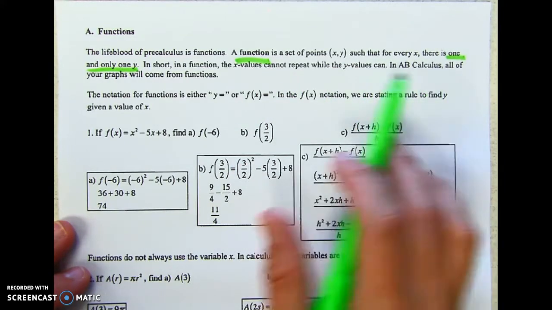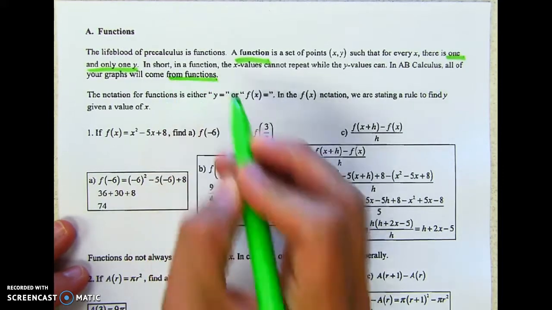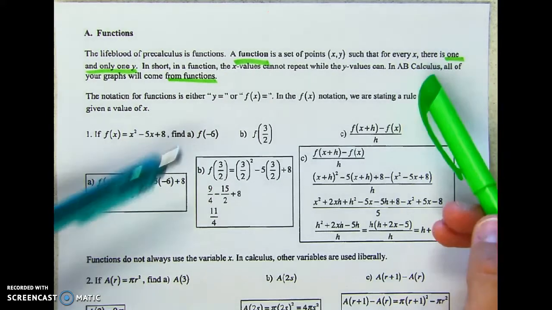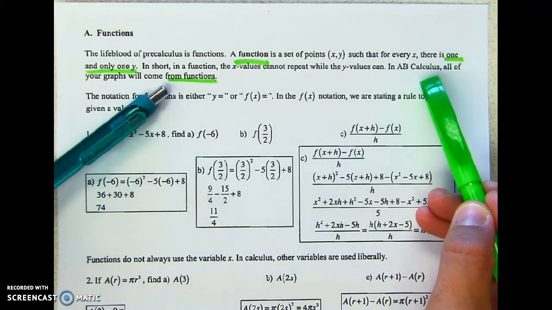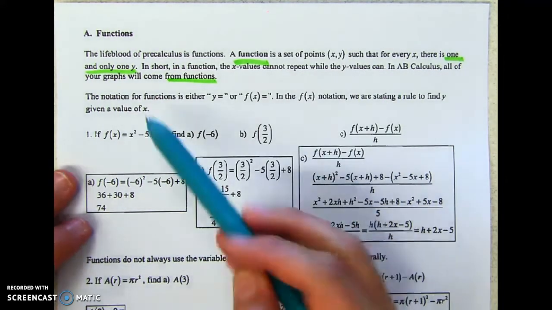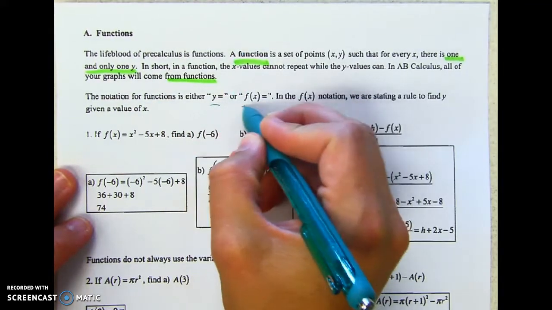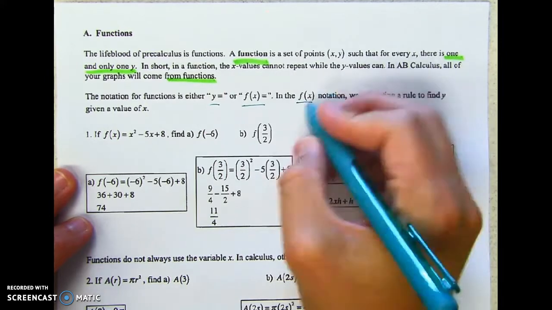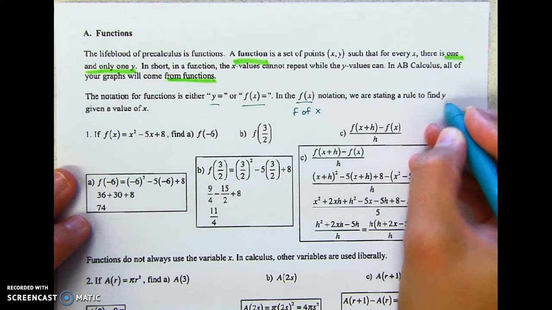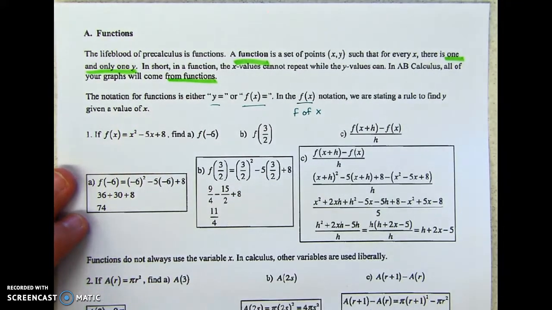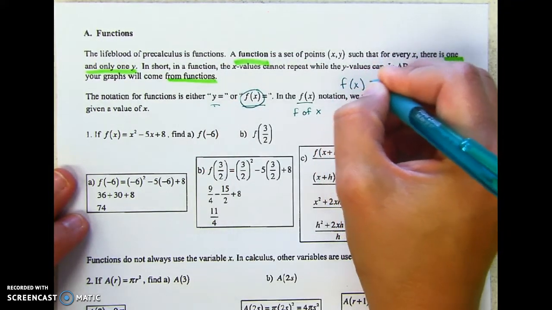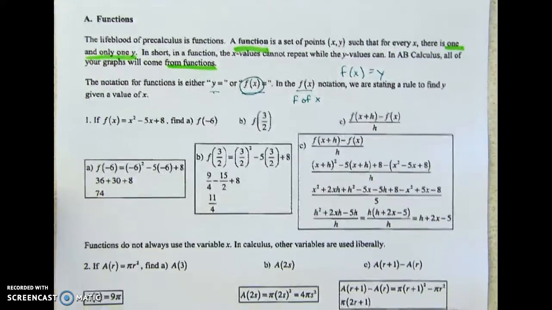In AB calculus, all of your graphs will come from functions. So for the last few years, you've heard the word functions and you're like, what's the big deal? Well, the big deal is you can only do calculus on functions. So if it's not a function, we can't do calculus on it, and it's sad. The notation for functions is either y equals or f of x equals. In the f of x notation, we are stating a rule to find y given a value of x. So all of f of x means y. You'll see a poster in my classroom that says f of x equals y.